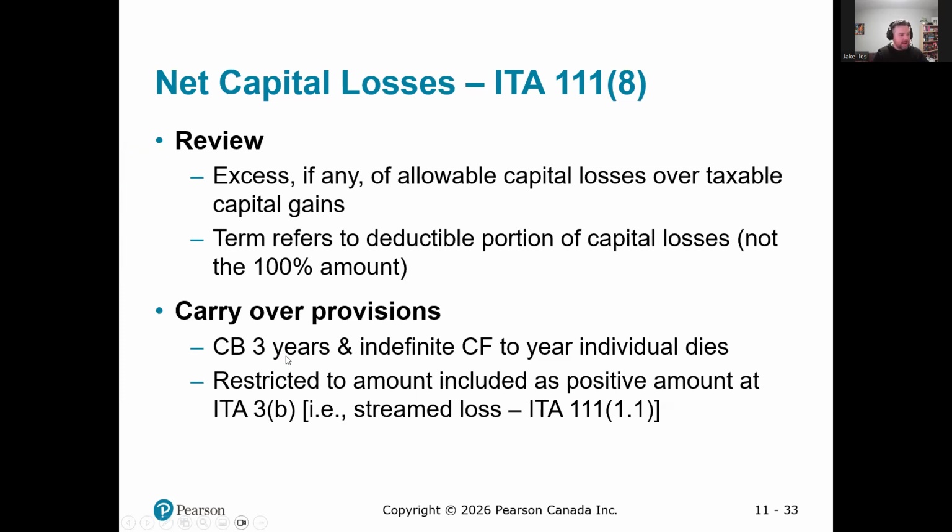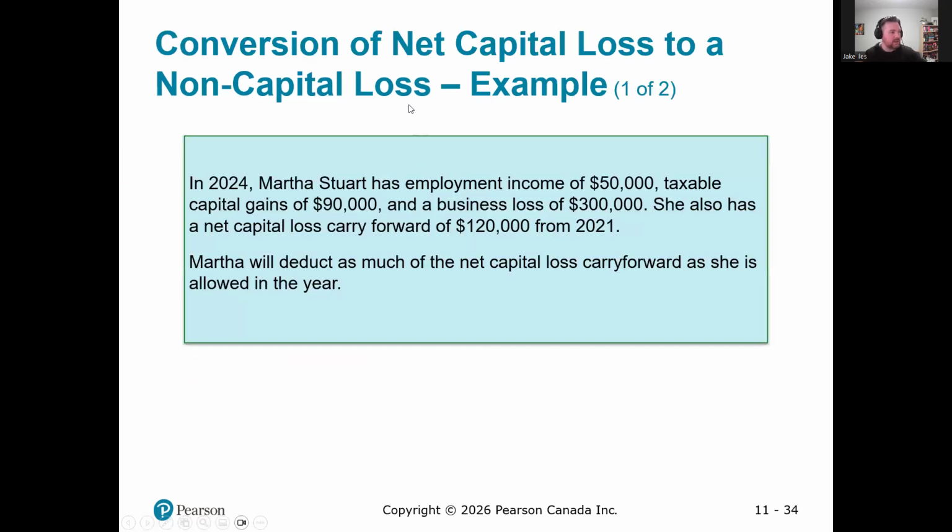Carryover is back 3 years or indefinite into the future until a person passes away, restricted to the amount included as positive in Income Tax Act 3B. So net capital losses are streamed. We can only apply them against taxable capital gains.